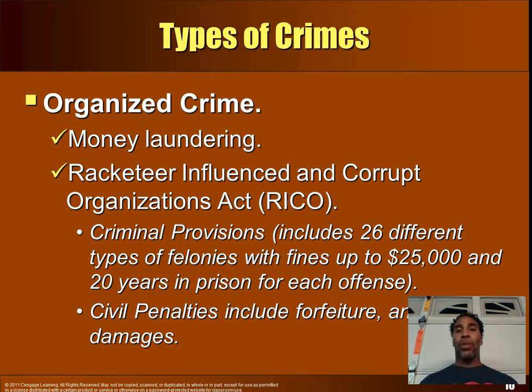Organized crime: you'll see a video, and your assignment is about RICO, the Racketeer Influenced and Corrupt Organizations Act. Also, money laundering. Sometimes you hear the term a lot, but you don't necessarily know what it is.